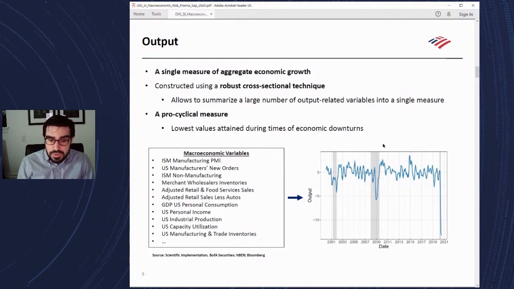The series can be seen on the right-hand side, and what one can observe directly is that it tends to attain its lowest values during times of economic downturn. As you can see, that happened in 2001 and 2008, and then you can see the large dip, which is the recent recession that we are in. This is a pro-cyclical measure. As I said, the lowest values are attained during times of economic downturns.